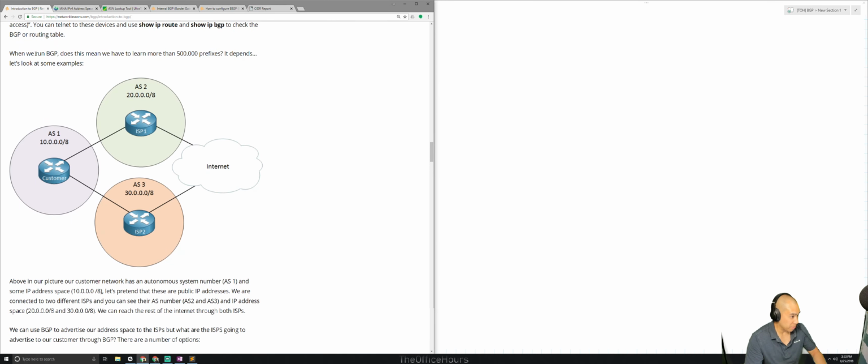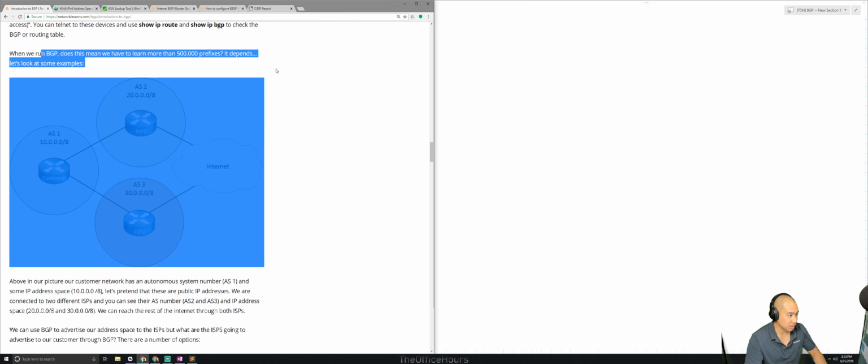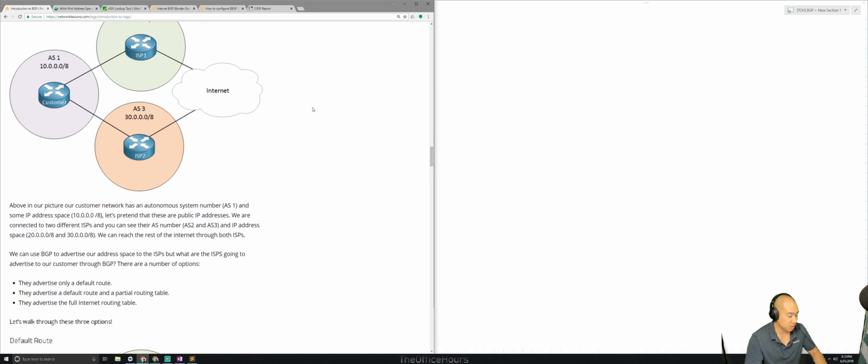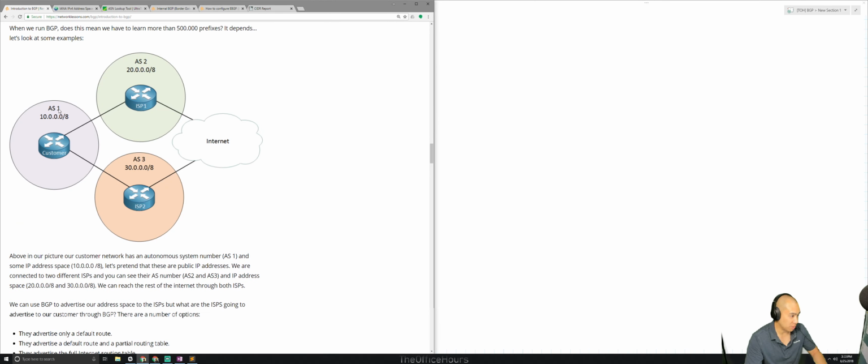When we run BGP, does that mean we have to learn more than 500K prefixes? It depends. Let's take a look at some examples. So we have autonomous system 1, 2, and 3. This one has an address of 10.0.0.0/8, 20/8, and 30/8.